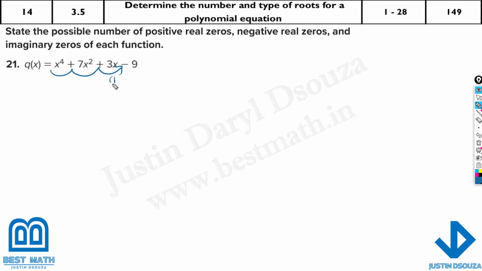It's no sign change, only one sign change. So positive real zero, it's only 1. That's the possible zeros. What about negative? So it's going to be x power 4. It'll be minus, it'll be again plus x power 2.